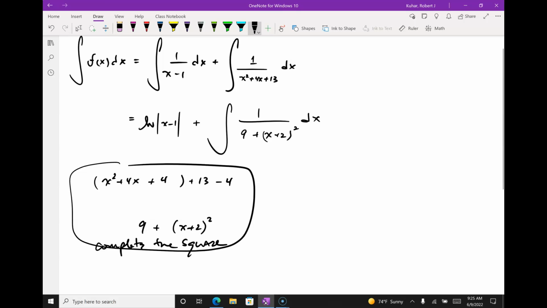Now, I'm looking at my formula sheet going, okay, I think this is an arctan because Robert said he was going to put an arctan on there, right? And I'm going, all right, if y is arctan of u, y prime is u prime over 1 plus u squared, right? So obviously I don't want the 9 there. So I'm going to divide every term by 9.